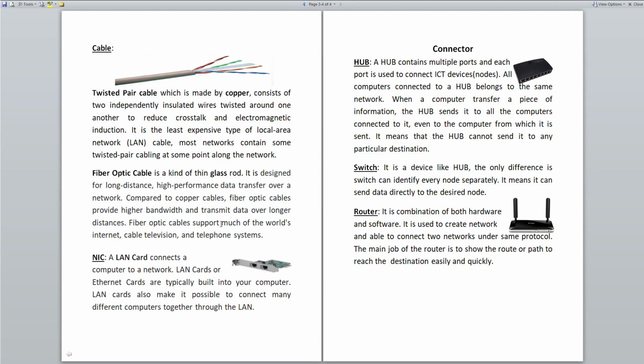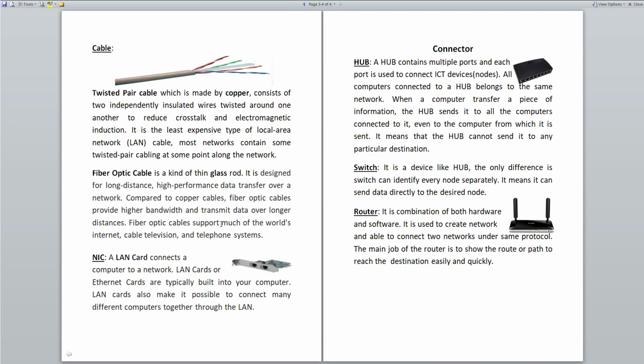Once you want to send data from computer number 1 to computer number, let's say 4, what will it do? It will send the signal to all the computers, even itself, and it will check the IP address of the computer. Whenever it matches, the information will be delivered to that computer, not all the computers, but it will go to all the computers. So it is a little slower. The data transfer here is a little slow.